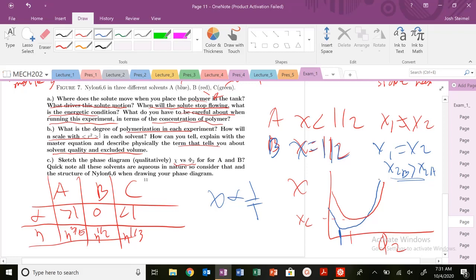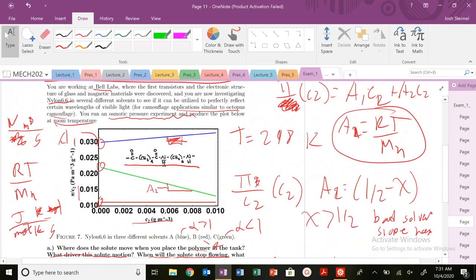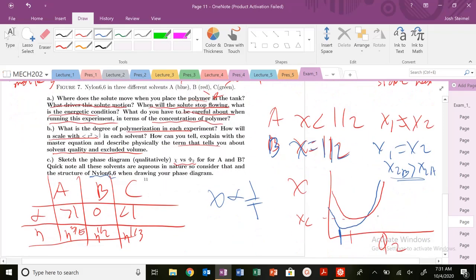Now, nylon 6,6. When you're in an aqueous solution, so all these solvents are aqueous in nature, these amide linkages can form hydrogen bonding. So that might form mixing here initially. So you want to be careful. You might have a scenario where, again, here we're mixed, then we're demixed. You can have that lower critical solution temperature like we've seen previously. So you could have another region at the top here where you flip again.